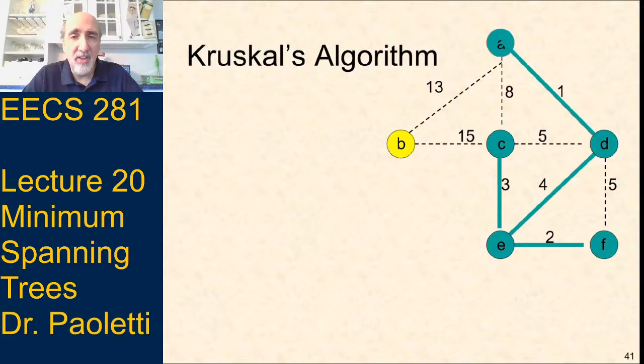Edge of length 6. There are none. 7. There are none. 8. Okay, edge of length 8. Do you produce a cycle? Yes. Can't pick you. Okay, 9, 10, 11, 12, 13. Edge of length 13. Does it produce a cycle? No. Okay, so we can pick the edge of length 13. Edge of length 15. Does it produce a cycle? Yes. Can't use you. Okay, I've considered every edge. I've got a minimum spanning tree. So that's how Kruskal's works. Sort the edges, pick them as long as they don't produce a cycle.